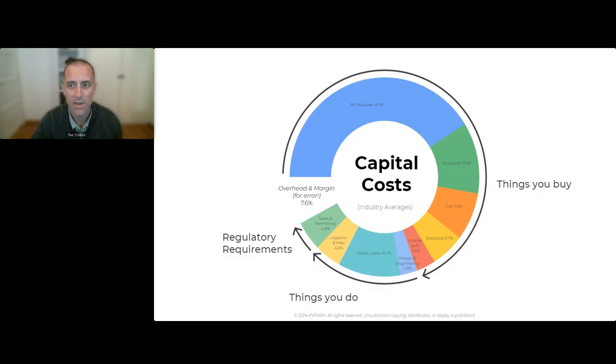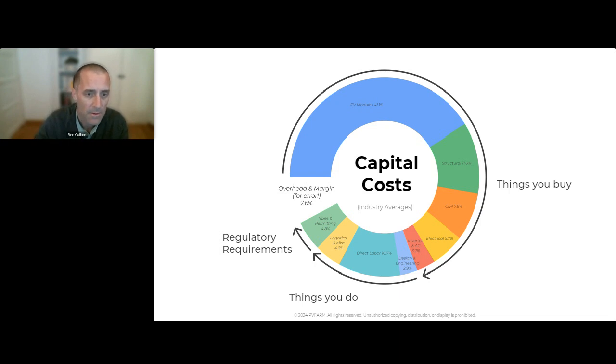So let's look first at capital costs. First, these are industry average distributions, just to get that on the table, and your specific costs might be slightly different depending on your business model, but the relative relationships will be more or less the same. So going clockwise, we have things you need to buy, followed by the things you need to do, and then pass the regulatory requirements, and what you're left with at the end of the day is the overhead, which is hopefully low, and your margin if this is your business.